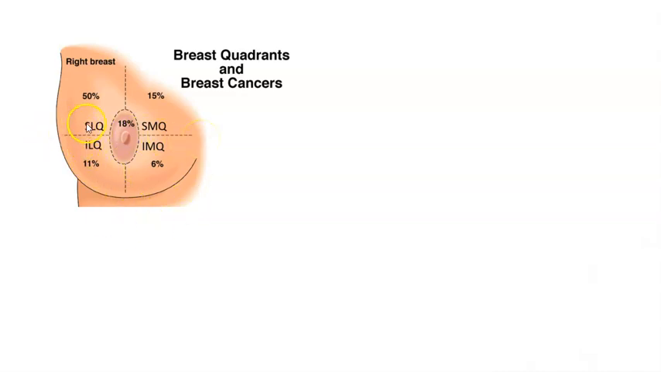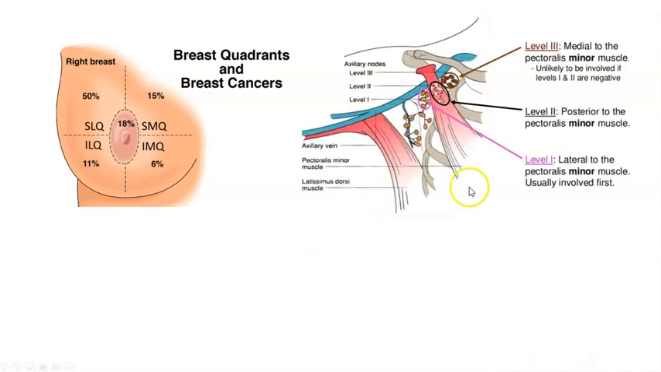The superior lateral quadrant, inferior lateral, inferior medial, and superior medial quadrant. So the occurrence of breast cancer is mostly at the superior lateral quadrant. Okay, as mentioned in the picture, you can see from the percentage there. And this is especially in breast cancer cases, whereby you need to examine the lymph node as well.